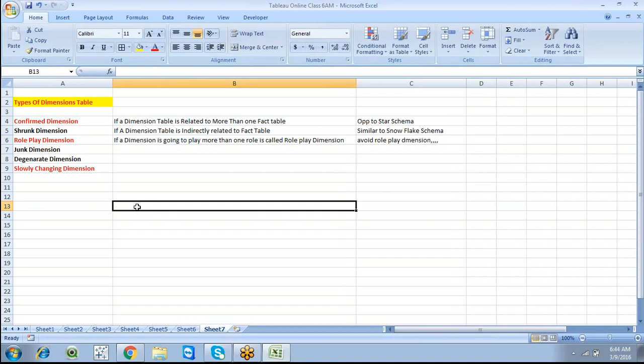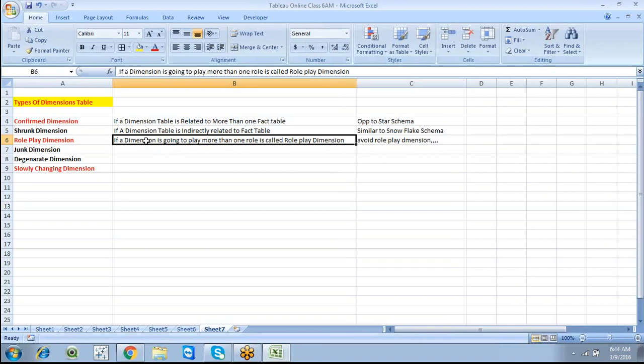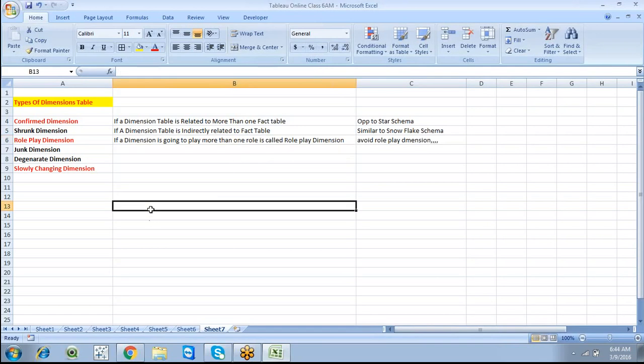Why do we have a role play dimension, and why do we have to avoid it? From the definition point of view, if a particular dimension is going to play more than one role, that is called a role play dimension. The perfect example of a role play dimension is date. Take the date dimension: sometimes we have a hire date.